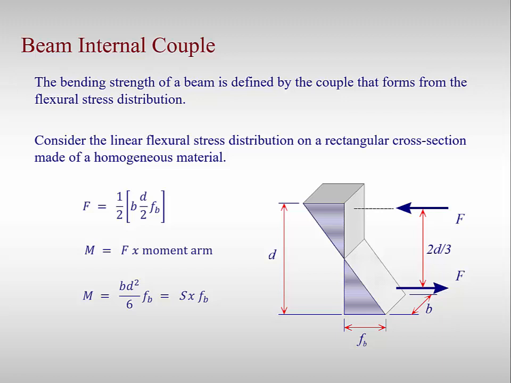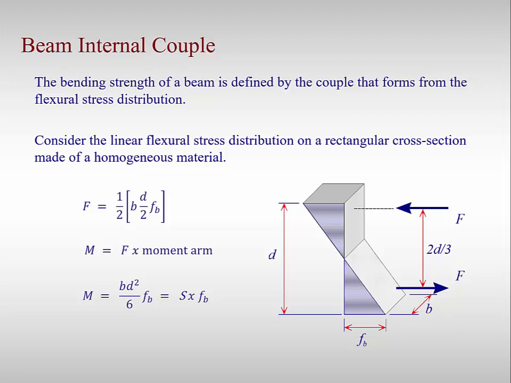If we consider a rectangular cross-section and integrate the stress distribution on either side of the neutral axis, we arrive at both a tensile and compressive force. The magnitude of the force is given as the volume of the stress, or the area of the cross-section that the stress acts on, which is half the depth, or d over 2, times the width b, times the average stress, which is 1/2 of the maximum bending stress at the extreme fiber, or little f sub b. These two forces are equal in magnitude and act in opposite directions.